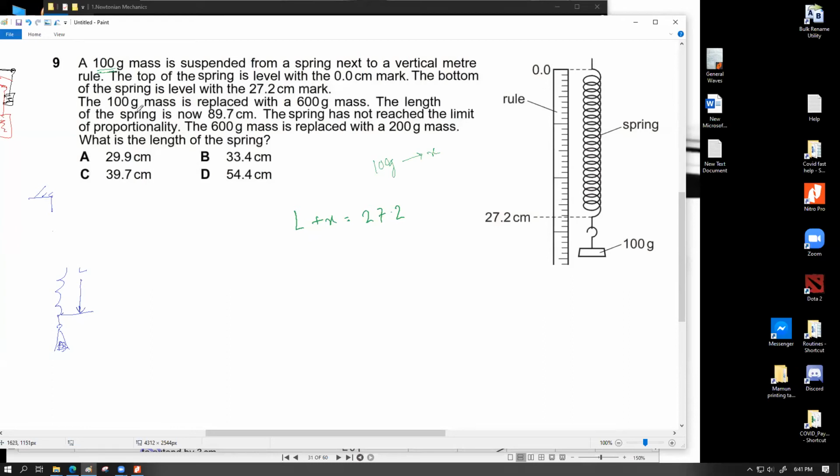Next it says the 100 gram mass is now replaced with the 600 gram mass. Now try to think about it. If for a 100 gram mass we assume the extension to be x, what would be the extension for 600 gram? 6x.